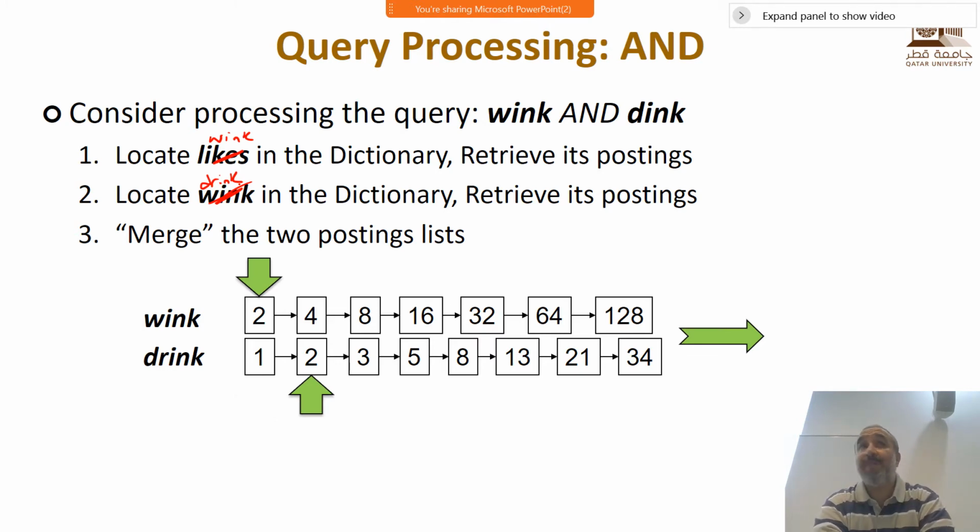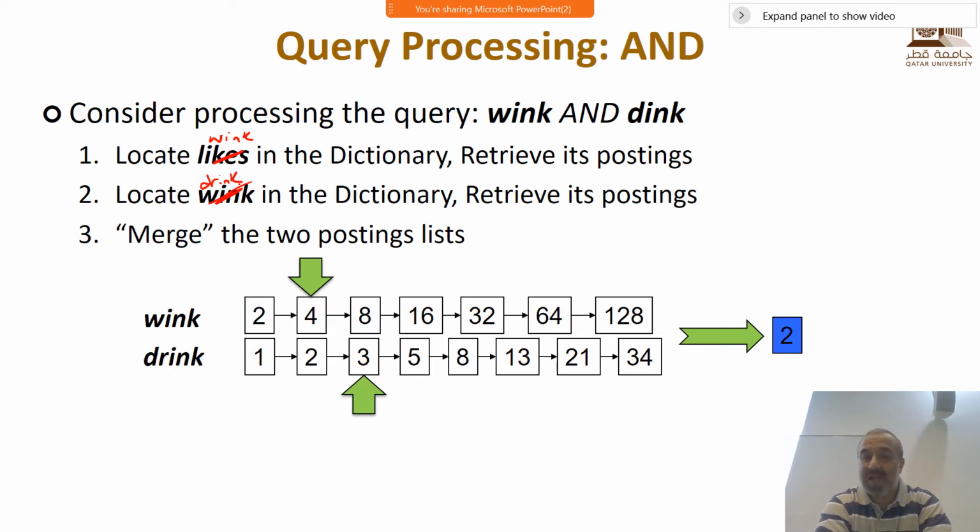Now we have a match. Whenever these two numbers are the same, we got a match. That means this document satisfies the operation, so we keep it in the output list. Now we got one result. What should we do now? Advance both. Advancing both, we get 4 and 3. Advance 3, we get 5. Advance 4, we get 8. Advance 5, we get 8. Now we have another match, so we add 8 to the result list.